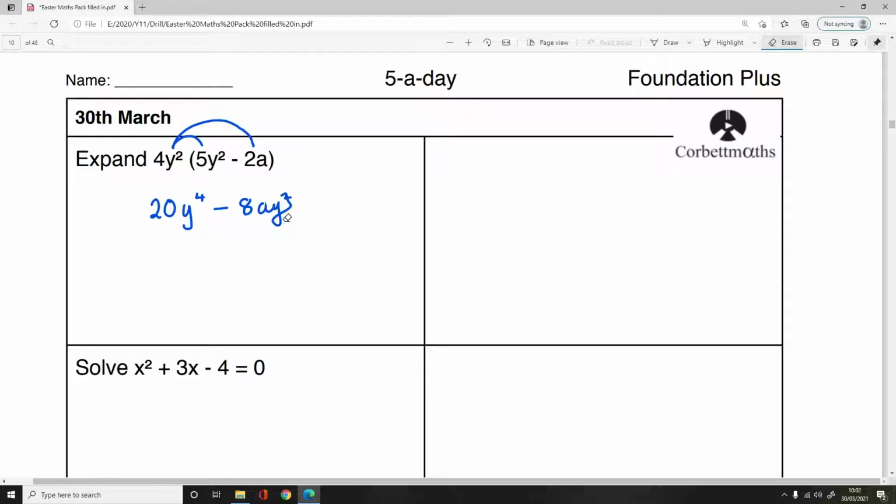That looks a little bit rubbish. Let's try that again. A y squared. There we go.